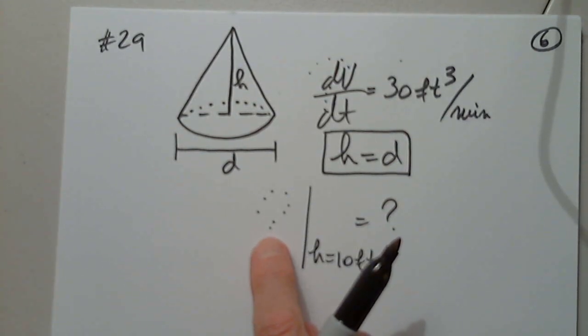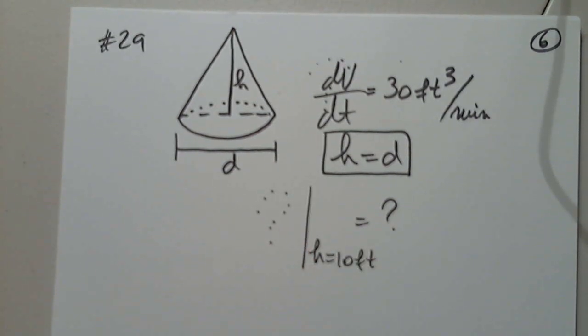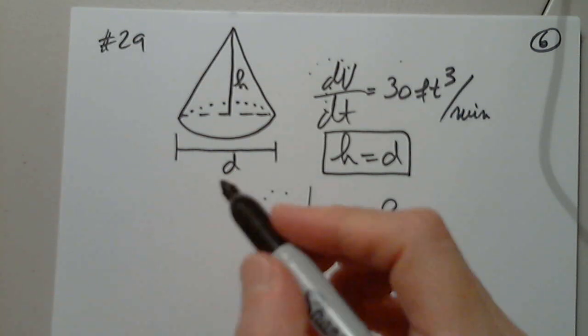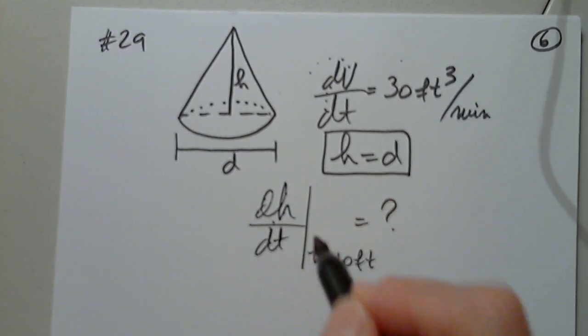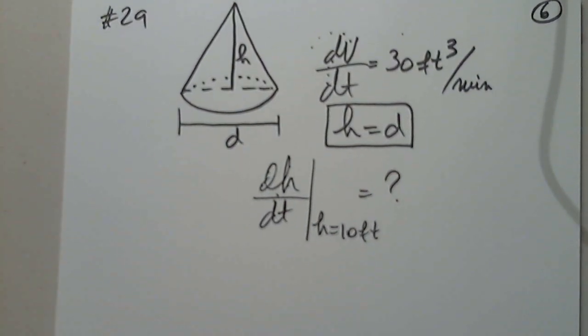I have to identify the question. Once I identify the question, then I'll start the problem. That would be dh over dt. Of course. Exactly. The dh over dt.